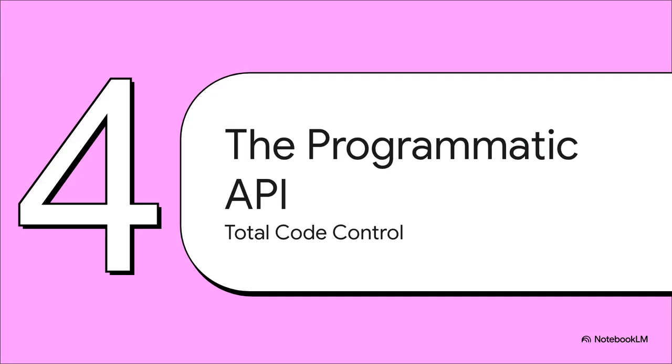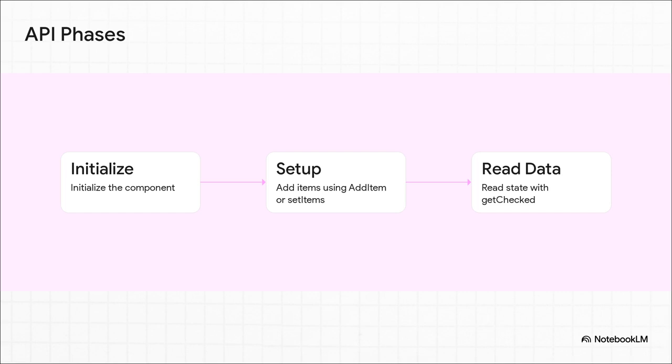Which brings us to part 4, the programmatic API, where you get total code control. Let's be real, a UI component is really only as good as its programmatic control. The visual designer is fantastic for static setup, sure, but our modern apps are highly dynamic. So you can kind of think of the programmatic API as a story with 3 very clear phases.